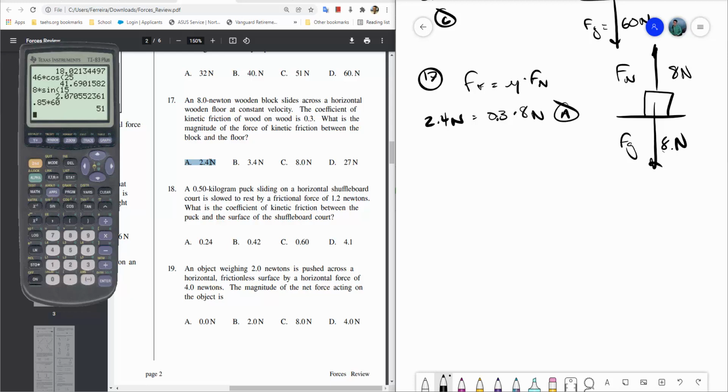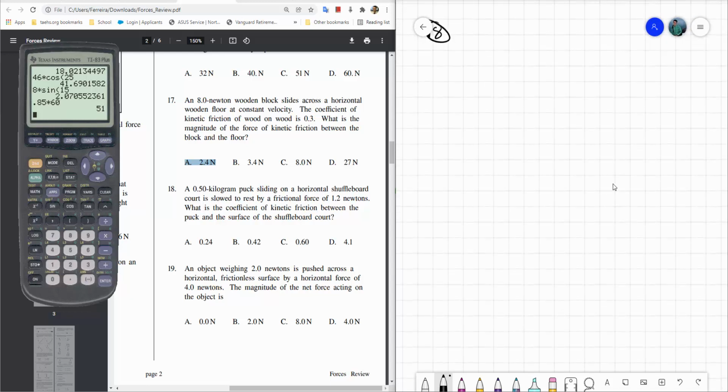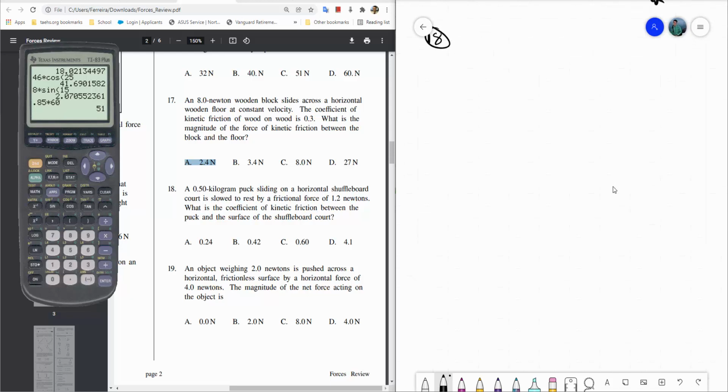Okay, now let's do 18. A 0.5 kilogram puck sliding on a horizontal shuffleboard court is slowed to a rest by a frictional force of 1.2 newtons. What's the coefficient of kinetic friction between the puck and the surface of the shuffleboard court? So, same equation, some different numbers now. You want to find mu. To get mu by itself, divide by the normal force on both sides, and you'll get the force of friction divided by the normal force, which will give you mu.